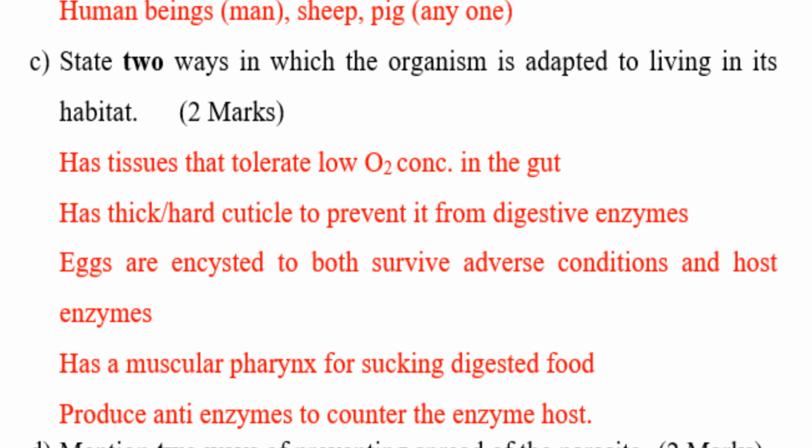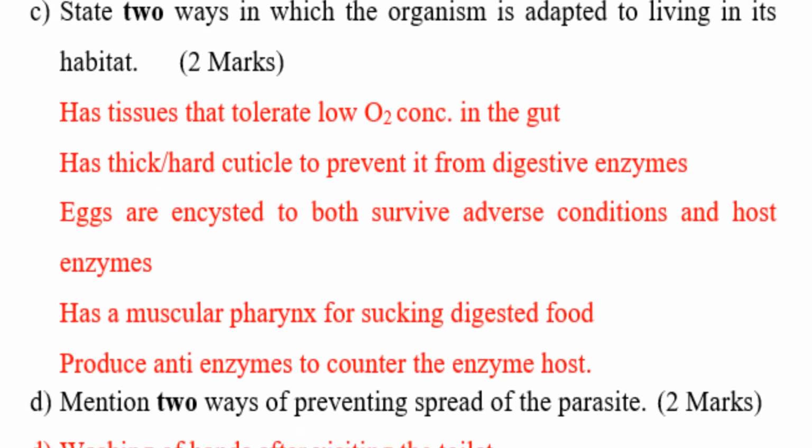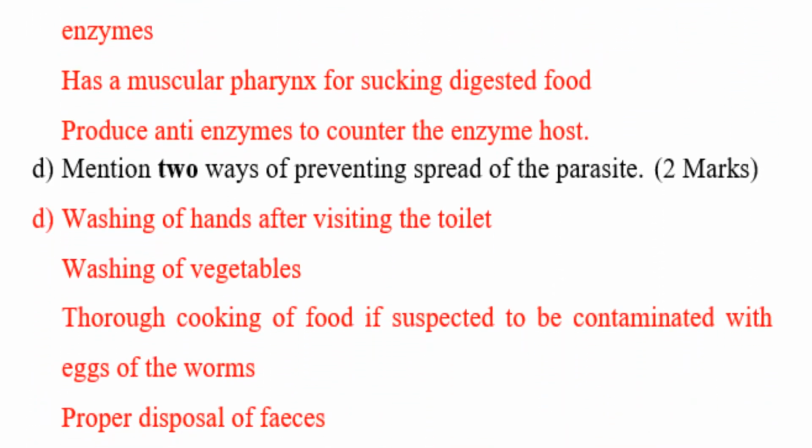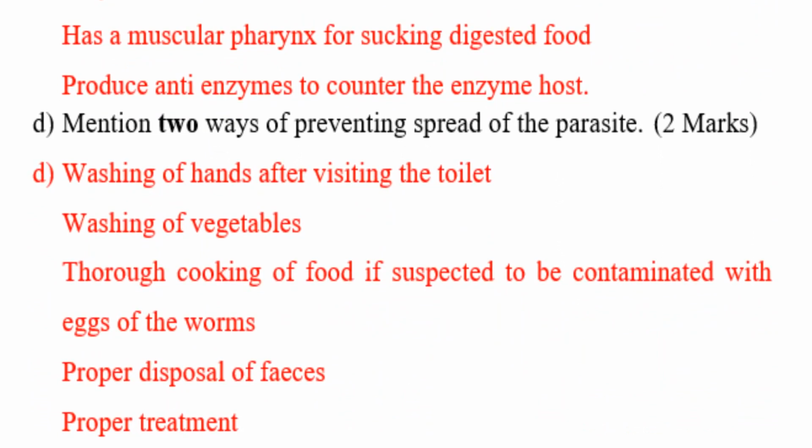Next, mention 2 ways of preventing spread of the parasite. How can you prevent the Ascaris from spreading? Number 1, washing hands after visiting the toilet. Number 2, washing of vegetables. Number 3, thorough cooking of food if suspected to be contaminated with eggs or the worms. Next, proper disposal of feces. And then the last one, proper treatment of water.